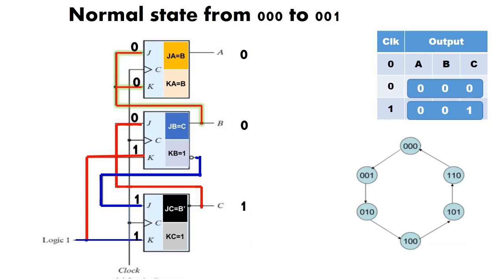Now we shall analyze the circuit to determine its effects. In this presentation, we can see the counter goes to the normal sequence, that is from 0,0,0 to 0,0,1.